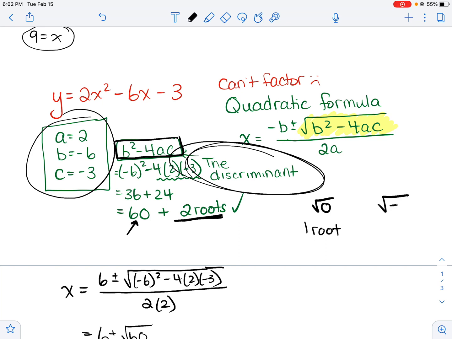And then finally, if you get a negative number under the root sign, you're going to have no roots because you can't square root a negative. So there you go. The end.